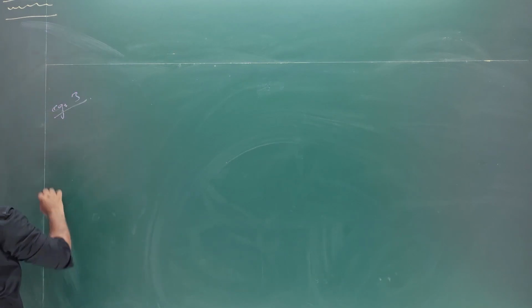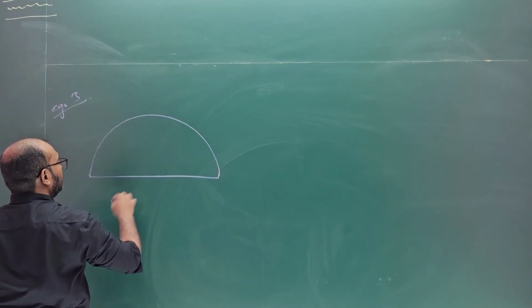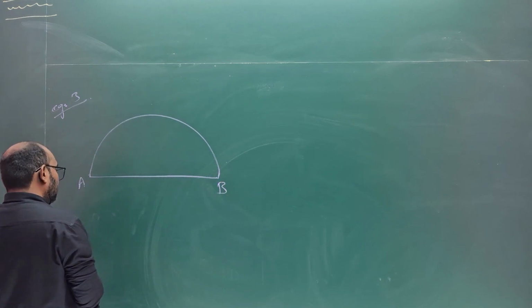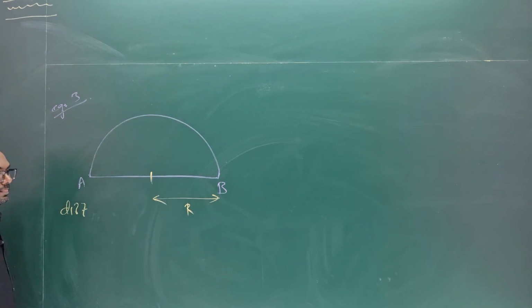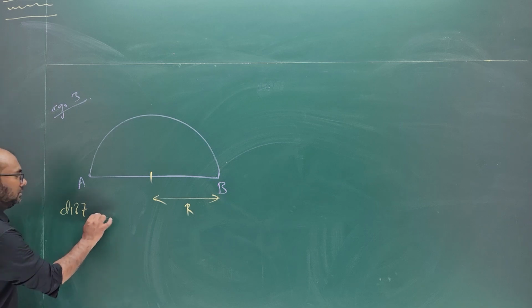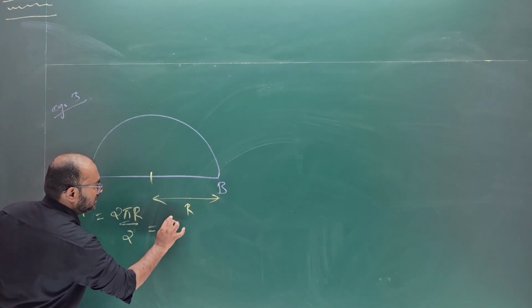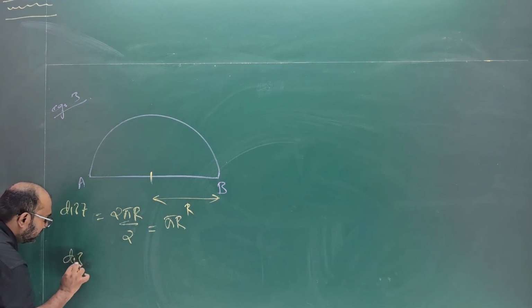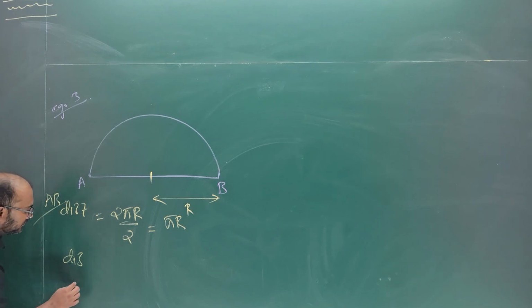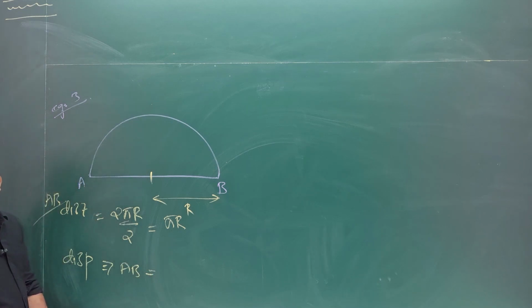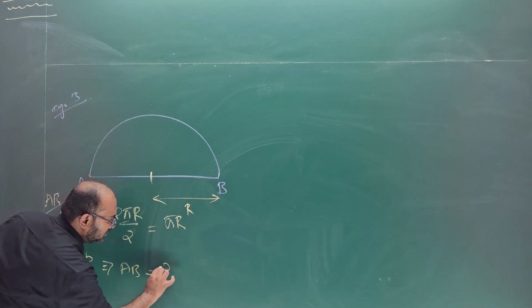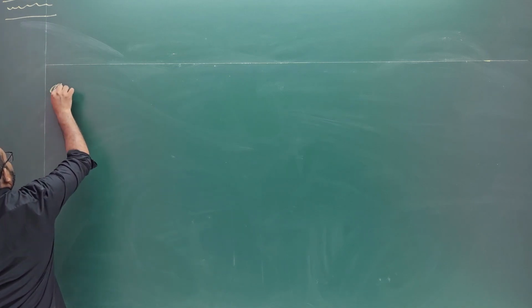Example number 3. A and this is B. The center radius is R. Tell me the distance. Obviously, the full circle is 2 pi r, so the distance becomes 2 pi r upon 2, that is pi r. Tell me the displacement from A to B. It is r plus r, simple, 2r. Okay, next example.